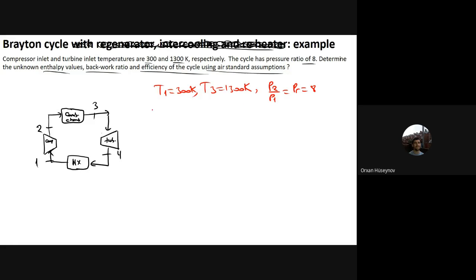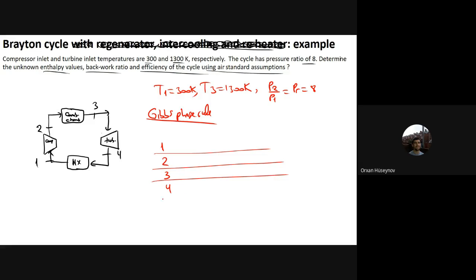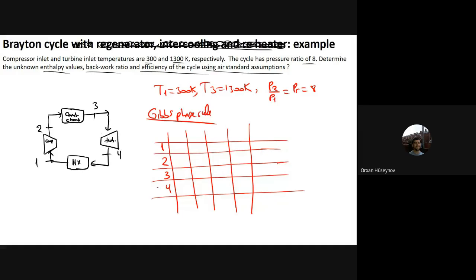So firstly, for the cycles, the best thing is that we always use the Gibbs phase rule. Therefore, I will draw the table here so that you will have 1, 2, 3, and 4, and I will look for which states are okay for me to find the required properties. Here you have the pressure, the temperature, and I can add the specific volume, even if it is not given in the question, and then the entropy and the enthalpy.